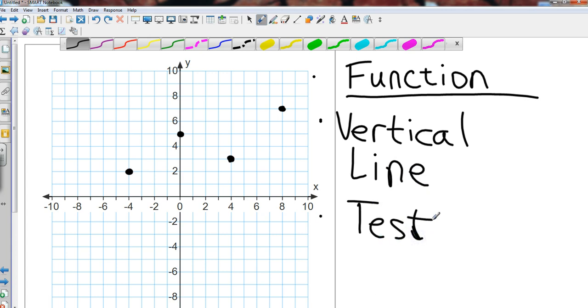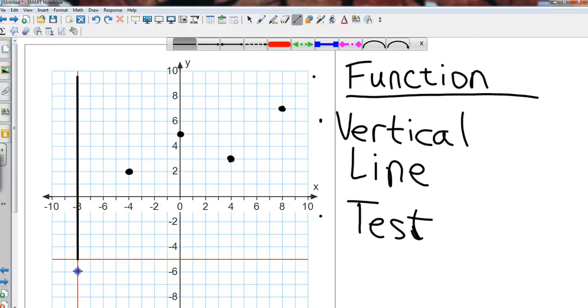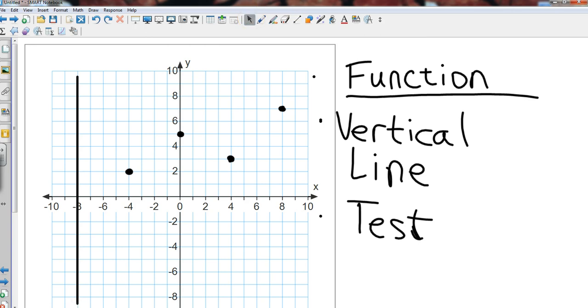So what are you going to need? If we're going to do a vertical line test, what are you going to need? A vertical line. Okay, ruler, pencil, your index finger, the side of your calculator, whatever you want to use as a vertical line. I'm actually going to put just a vertical line up here because that's easier for me. And here's what you do.